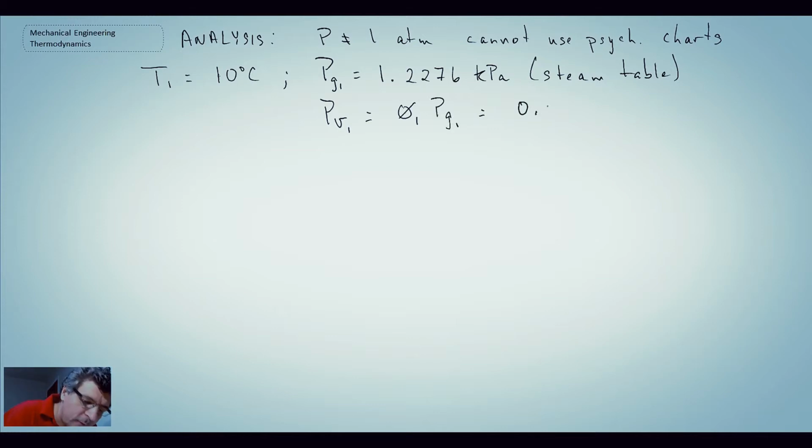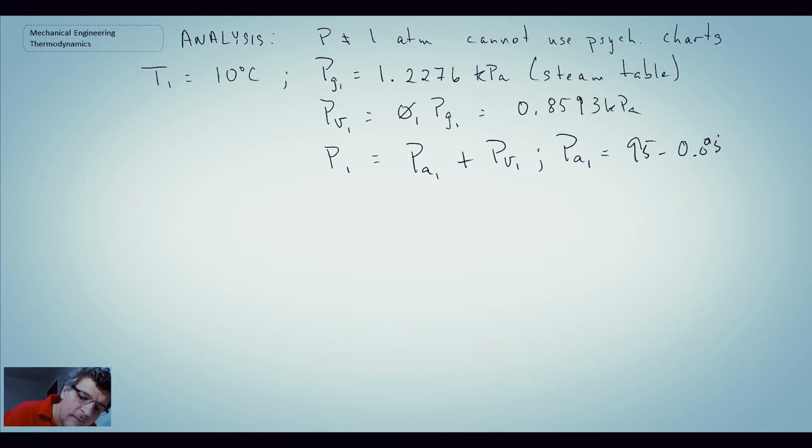From this, we can determine the value of the partial pressure due to the water vapor. The total pressure is going to be the addition of both the dry air and the water vapor, and from that we can determine the partial pressure of the dry air. So we get the partial pressure of the dry air, 94.1407 kPa. So we have that pressure. Now what can we do with it?